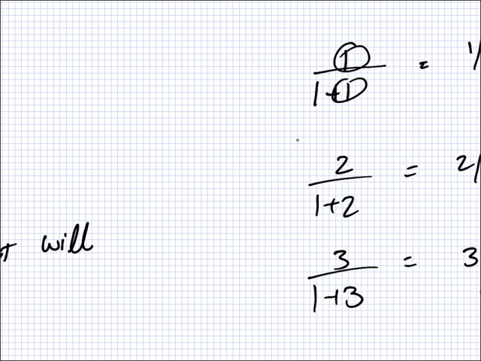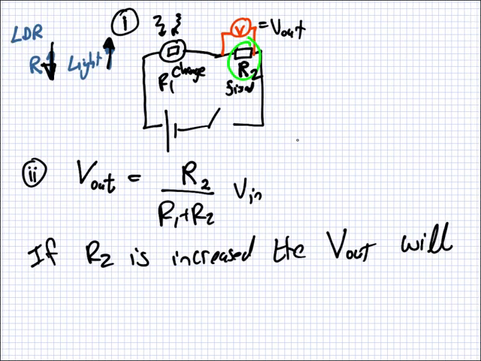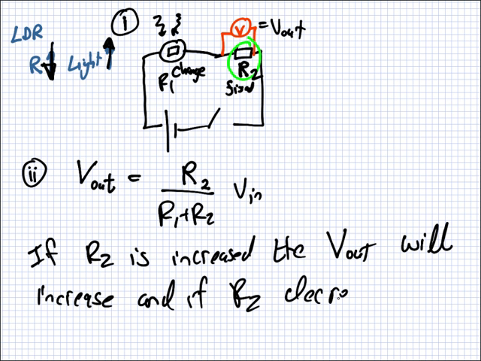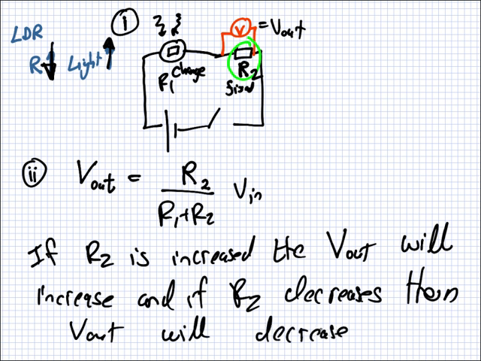Yeah, so we'll say if R2 increases, then V out will increase. And if R2 decreases, then of course V out will decrease. That can't be right. 3 marks. Is that right?